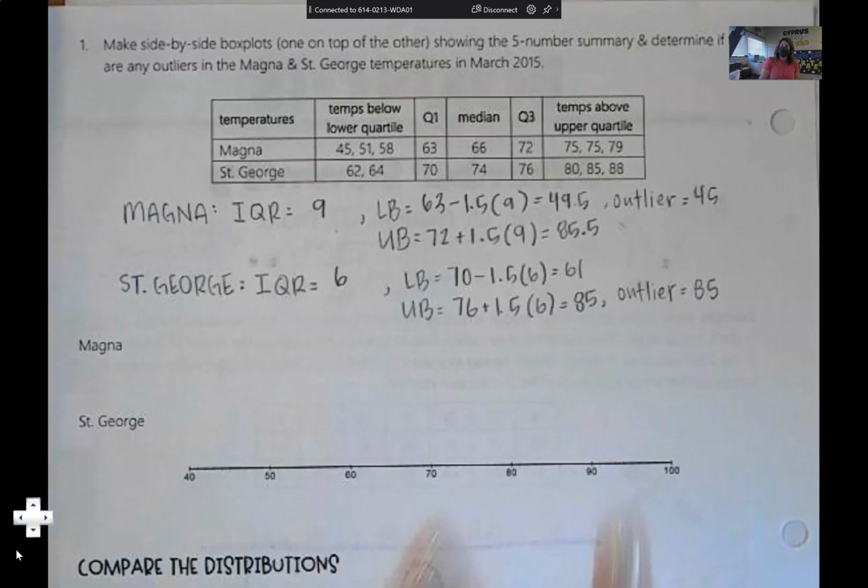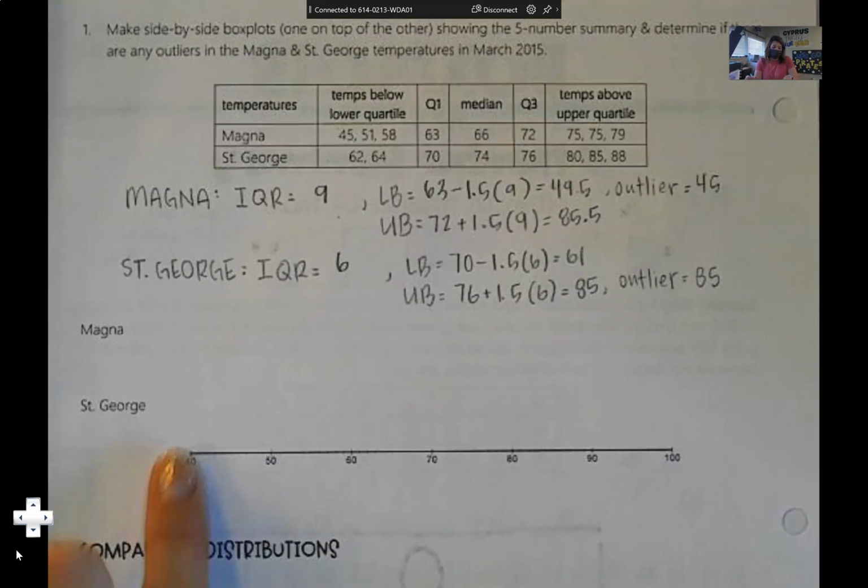So I have an outlier in Magna at a temperature of 45 and an outlier in St. George at a temperature of 85. Is that what you guys got? Yeah? Okay. So now we plot them. I'm going to start with St. George just because he's closer to the line.